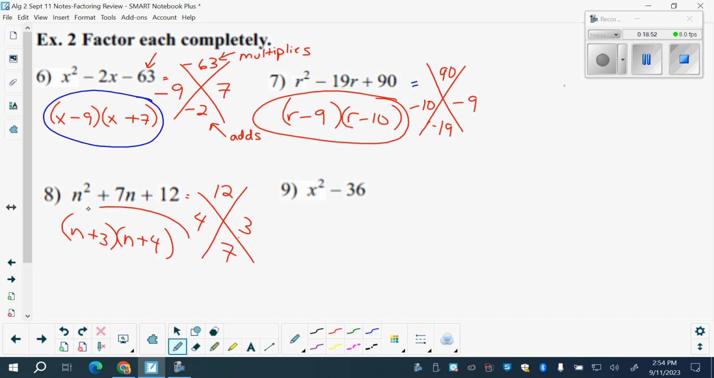Good. And if we multiplied that out, what would we get when we multiplied out? Good. We get back to this here. This n squared plus 7n plus 12.